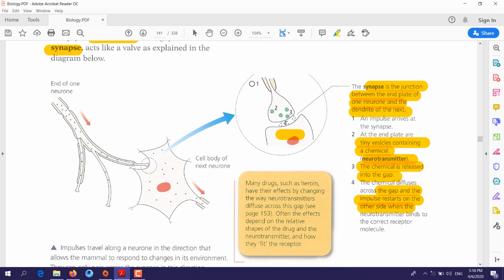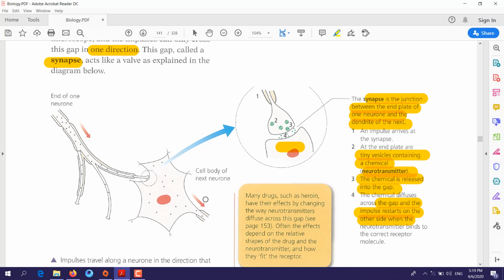Step number 1, the impulse will be sent through the axon until it reaches the end plate. Then in the end plate, there are some vessels. They contain chemicals. We call them neurotransmitter. Then this neurotransmitter will be released into the gap. Then after that, the chemicals will diffuse across the gap, and the mechanism will restart again.